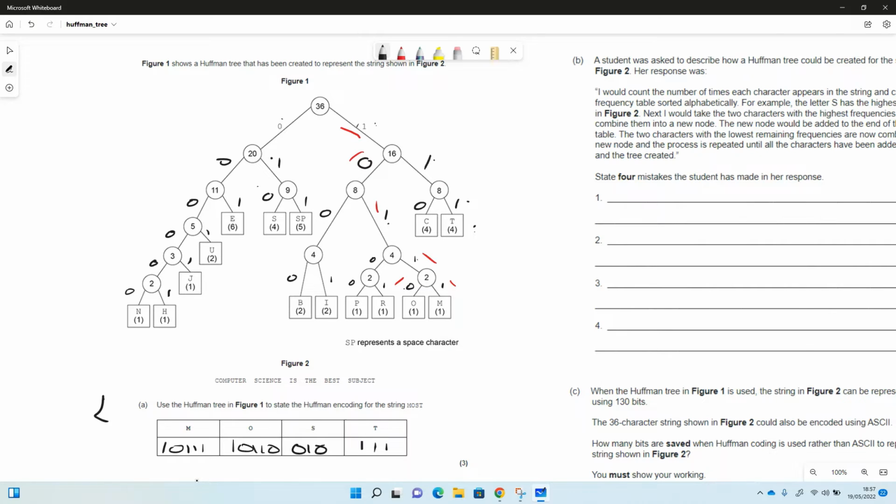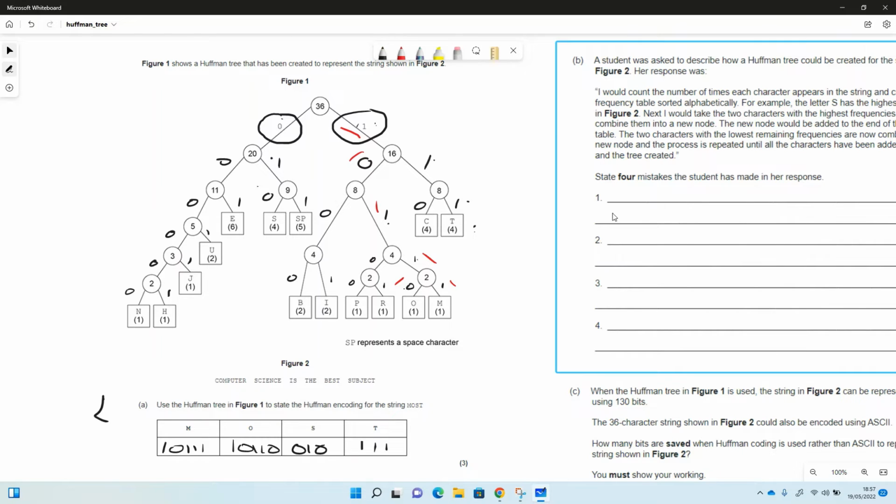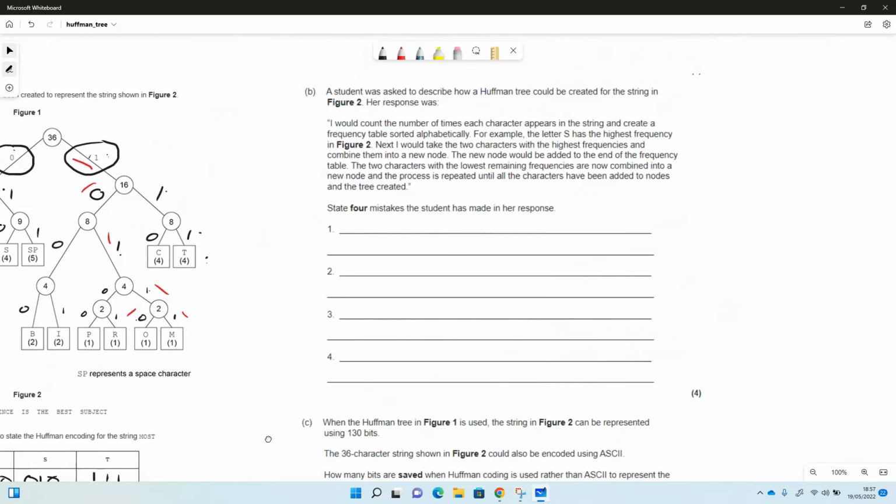So all you have to do in this is make sure that you take note of which ones they've filled in for you. Either that or they might give you the path to a particular letter. And if they've done that, then you can work out the zeros and ones from that. And that's the way to do that one.